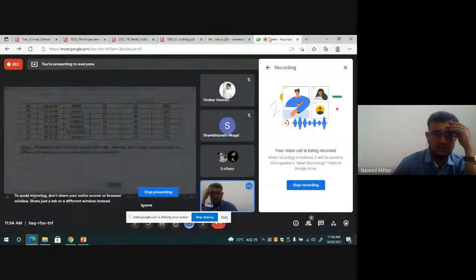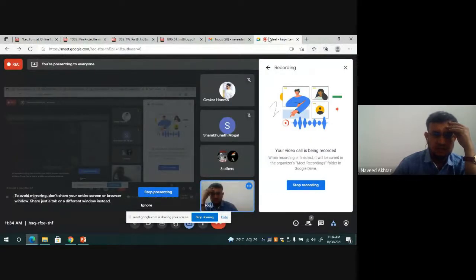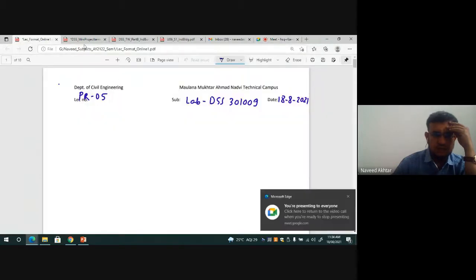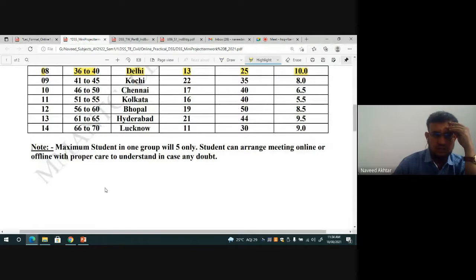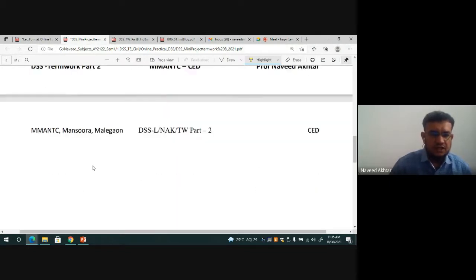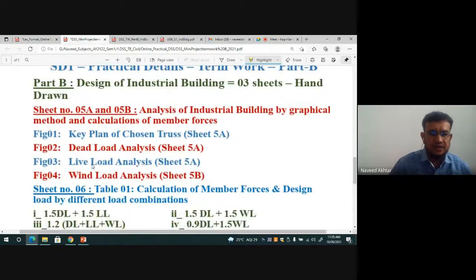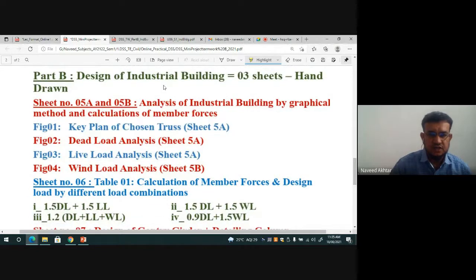If you do not understand, then you can come to me or contact me and I will explain. Then this is part 2 of your DSS, the plan of industrial building. Three sheets, and all sheets are hand drawn. Okay, those are hand drawn for the industrial building.